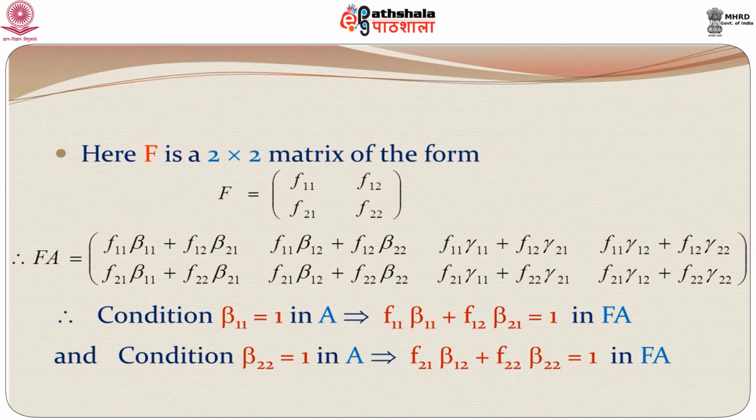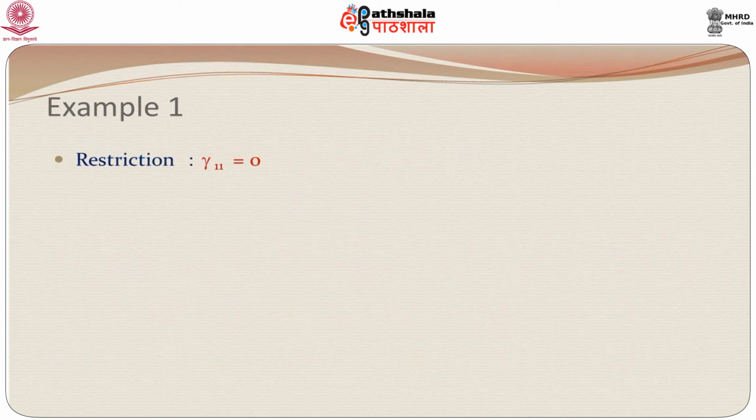That is F11 β11 plus F12 β21 must be equal to 1. Similarly, the condition β22 equal to 1 in A translates to the FA condition, the second row second element condition. So, F21 β12 plus F22 β22 must be equal to 1 in FA. So, these are two conditions that we have, but you can see that from this you cannot solve for F11, F12, F21, F22.